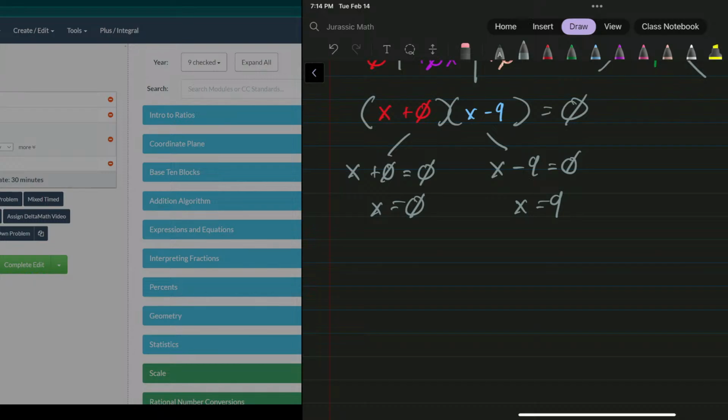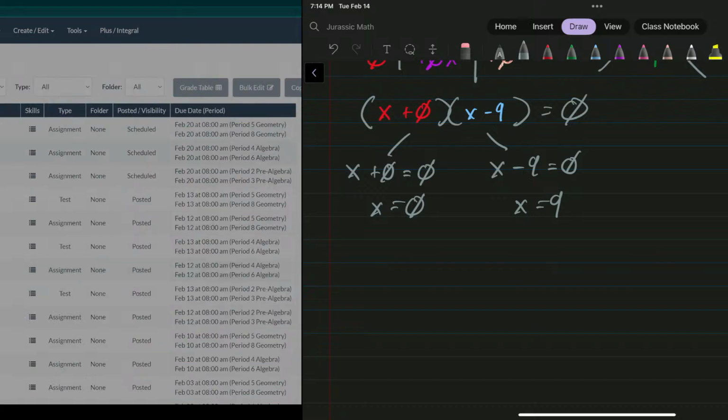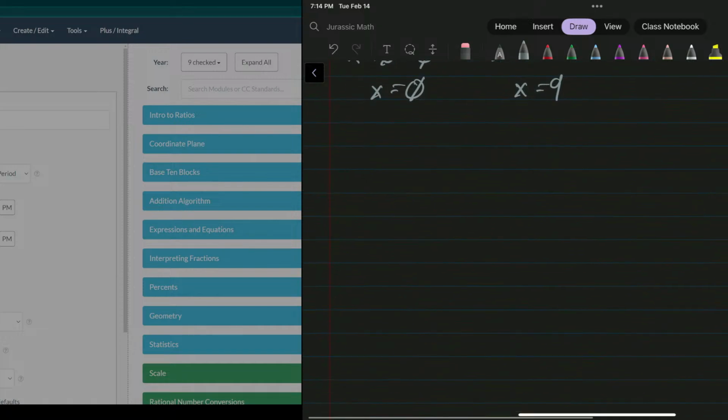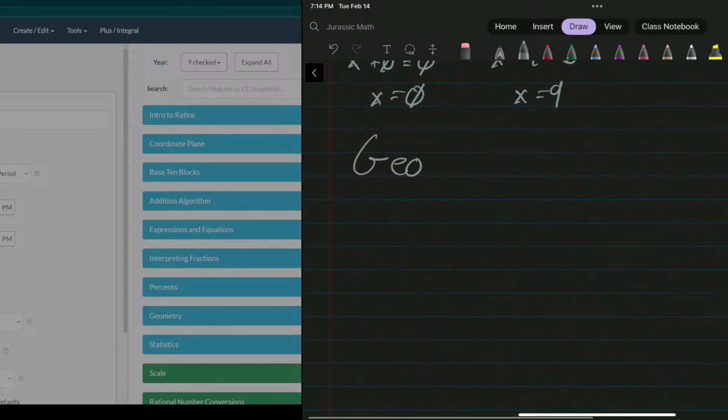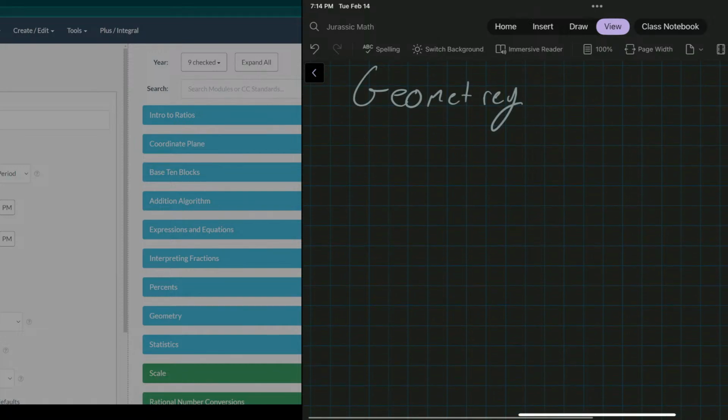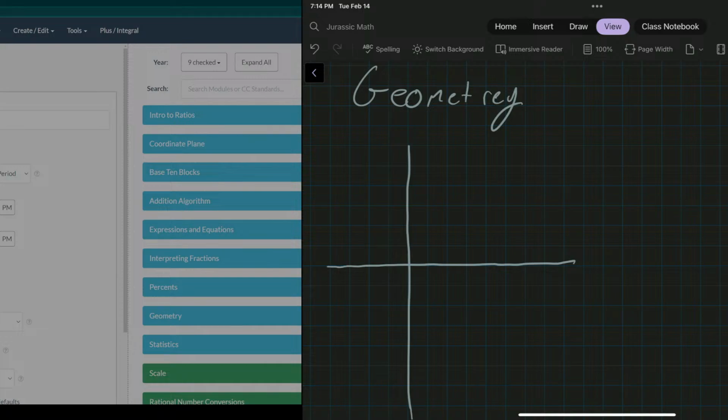All right. And last but not least, geometry. Now, I had a student send me a question. It's going to be a little bit difficult to go over, but I'm going to try my best. So I need to switch over to graph paper real fast. There we go. Because they gave me a beautiful graph. So I'm going to try my darndest to do this.